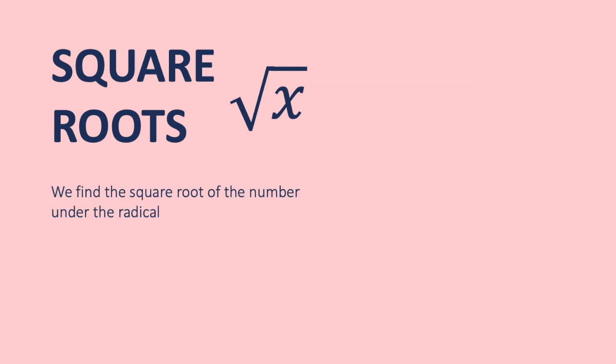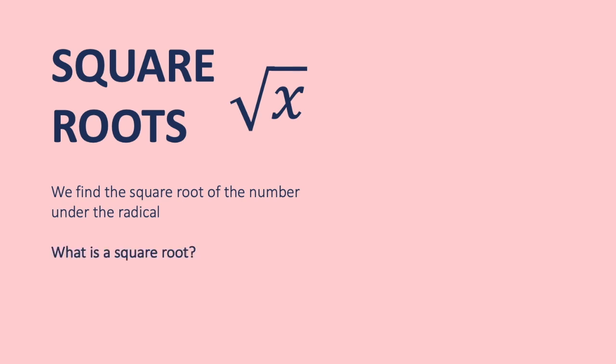We find the square root of the number that is under the radical, which is the symbol that is above the x that is shown on the screen. It looks kind of like a division sign, but with an extra little leg on it.